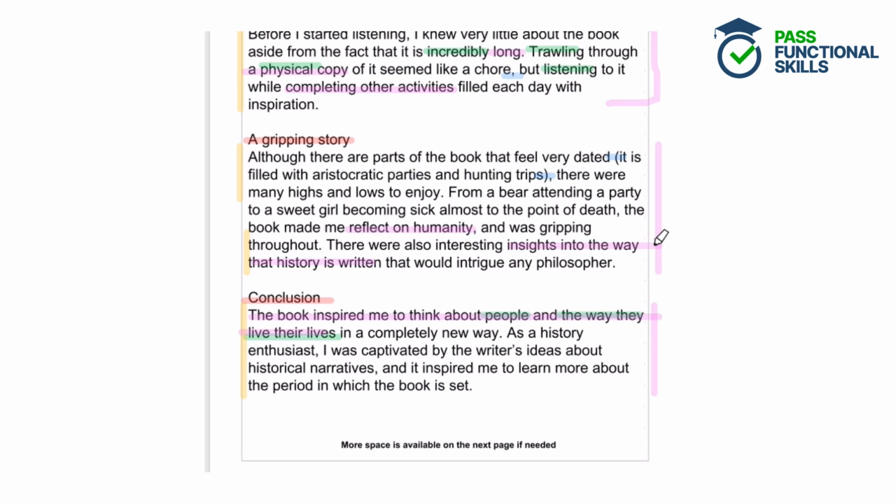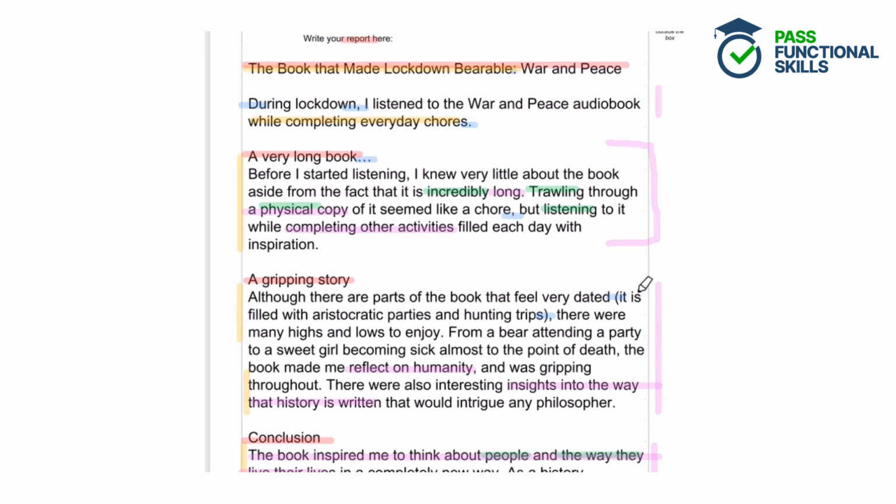So try to make sure that you are joining your paragraphs together in a logical sort of order. Also try to use some connective words and punctuation. These will make your sentences and paragraphs a little bit more complex and more cohesive. So for example, we've got some words and phrases that have been used to signify time. So we've got during lockdown and before I started listening. This adds some structure to the answer and makes it really clear to the reader what you're talking about and when you're talking about it.